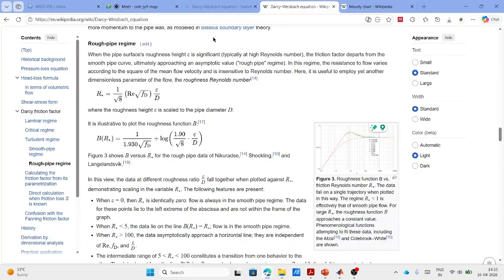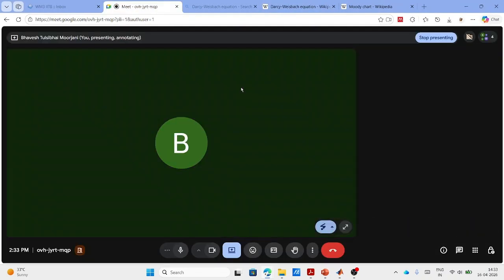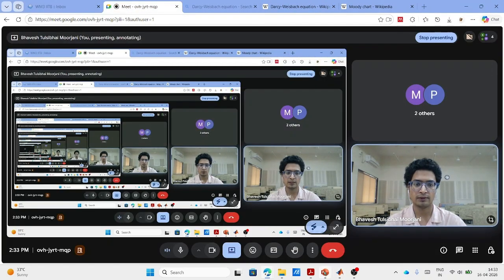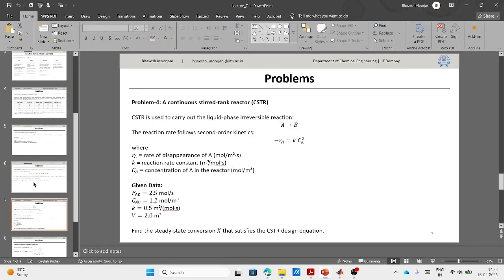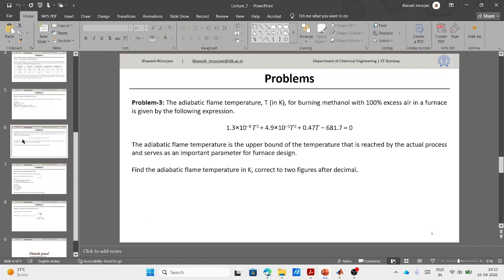Now, we will go through two more problems. Problem 3 is fairly small, and then problem number 4, and after that we are done. I think it will take 10-15 minutes. Then you guys will be free.